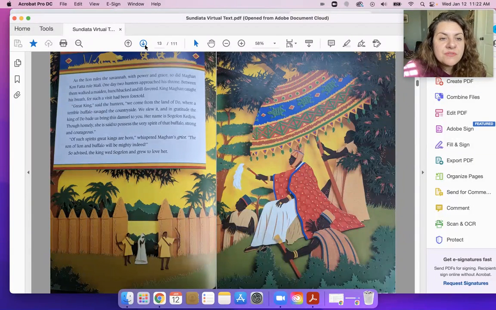As the lion rules the savannah with power and grace, so did Magan Khanfata rule Mali.